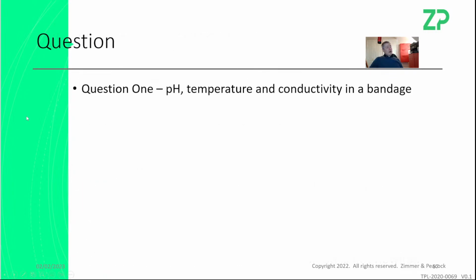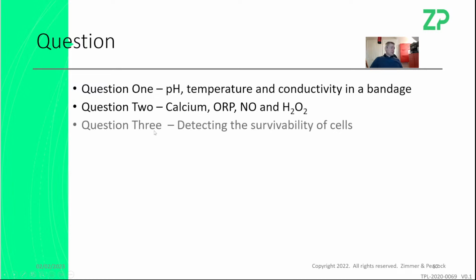So question number 1, yes, we can measure pH in wounds, no problems. Question number 2, we can't promise that we can measure these analytes in plasmas. Question number 3, survivability of cells using excitation radiation. Yeah, no problems. I think it can happen. It will work.